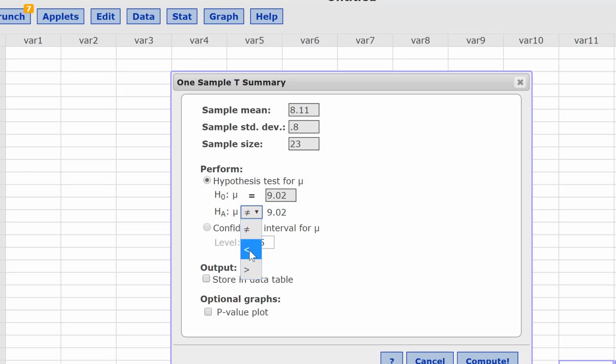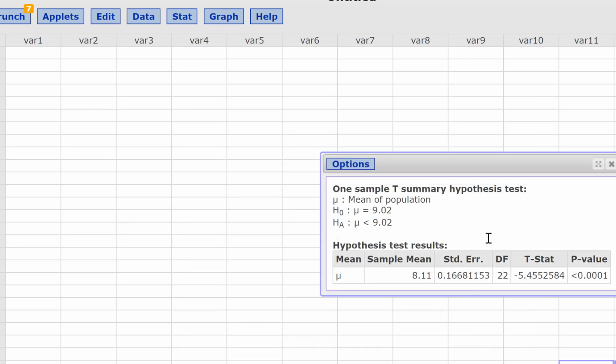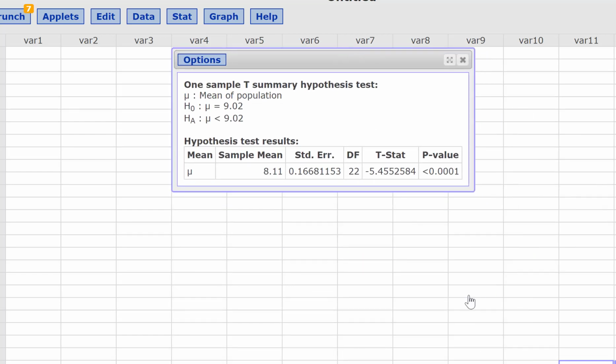And recall we had this less than 9.02. And press compute. Okay, so our test statistic, this is a fairly large absolute value test statistic, so negative 5.455.